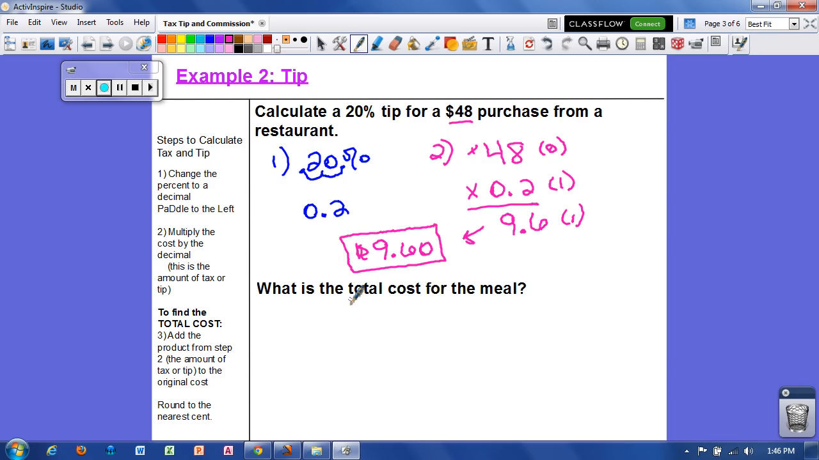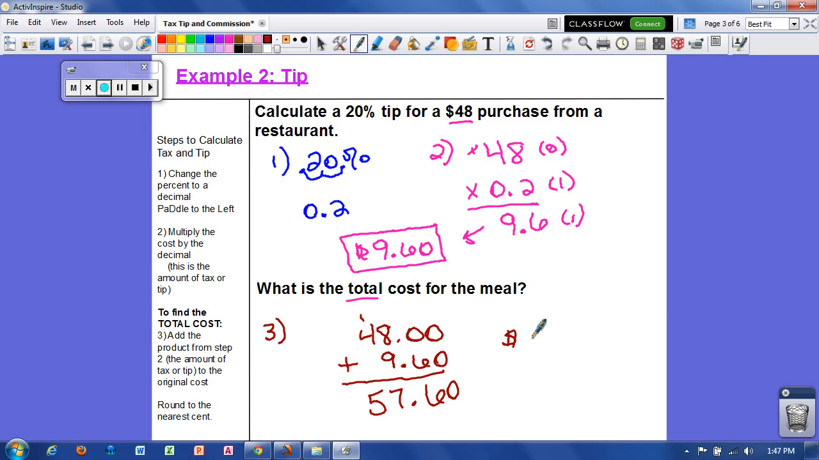But now we want to know the total cost for the meal. So step 3, we want to add the product, that would be the amount of the tip. We want to add that to the original cost. So it was originally $48, but now I want to add the amount of the tip. That would be $9.60. And I lined up my decimals. 0 plus 0 is 0. 0 plus 6 is 6. 8 plus 9 is 17. And 1 plus 4 is 5. So the total cost of the meal would be $57.60.